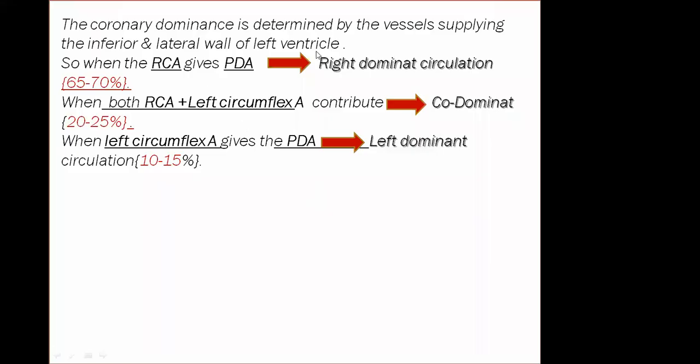The coronary dominance is determined by the vessels supplying the inferior and lateral wall of the left ventricle. So when the right coronary artery gives the posterior descending artery, it is a right dominant circulation, which is the most common, 65 to 70%. When both the right coronary artery and left circumflex artery contribute, it is co-dominant. It occurs in 20 to 25%. And when the left circumflex artery gives the posterior descending artery, it is left dominant. It occurs in 10 to 15%, so this is rare.